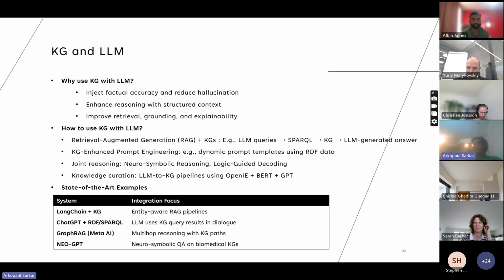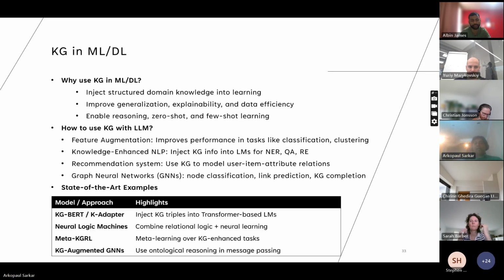So the KG and LLM combination is now becoming really popular. There are several tools where you can use the KG for creating a RAG pipeline using LangChain. You can use LLM to generate queries for your knowledge graph, and several other things. Then, of course, KG has been and continues to be used in ML and DL. So I will say that it is also a testament that sometimes people differentiate these two different methods of artificial intelligence, but they are not very different. They come together theoretically.